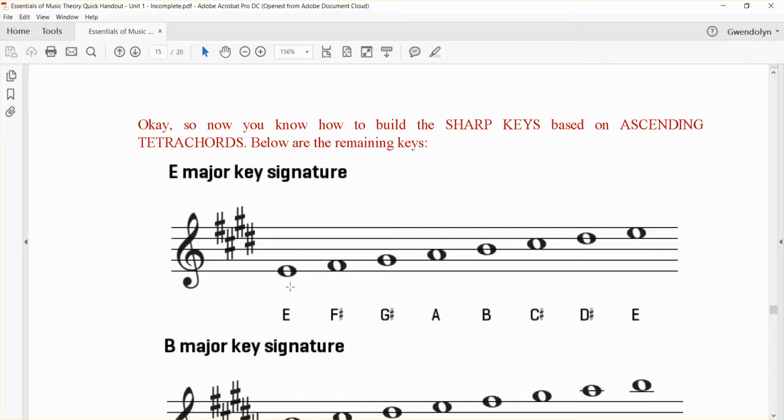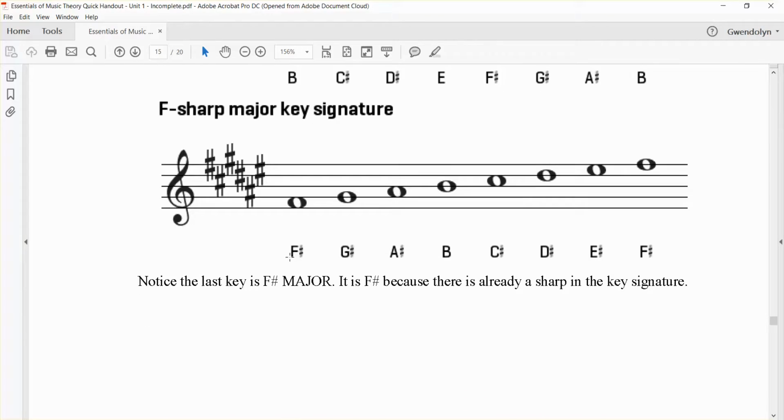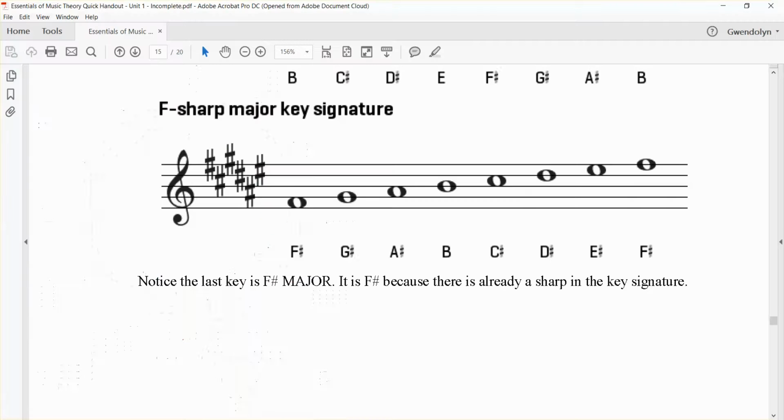So, now that you know how to build the sharp keys based on the ascending tetrachords, these are the remaining, and you can look at those on your sheets. And it follows the circle of fifths, C, G, D, A, E, B, and F sharp. And the reason why this is F sharp, as you all well know, is simply because F sharp is already in the key signature, and therefore the key itself corresponds to the key signature in order to name the key.